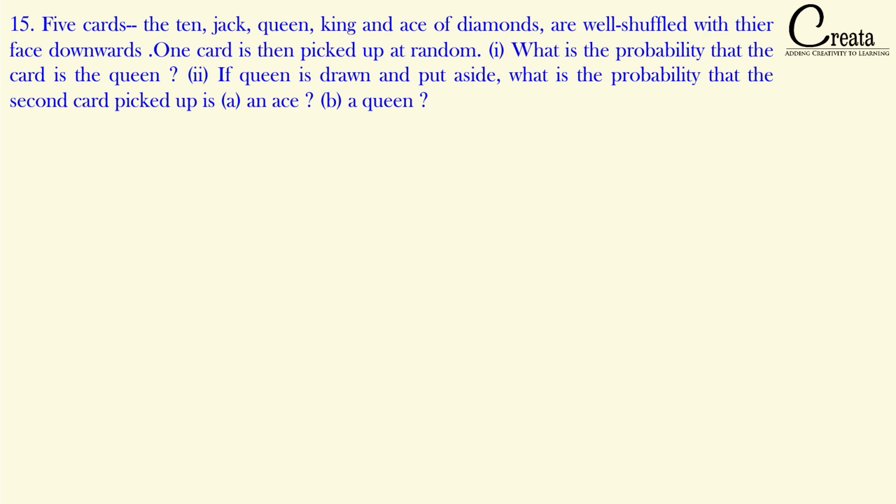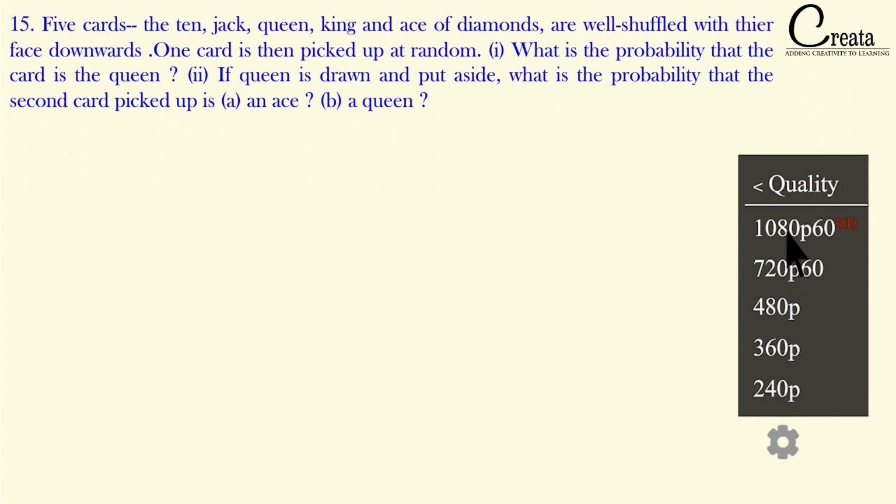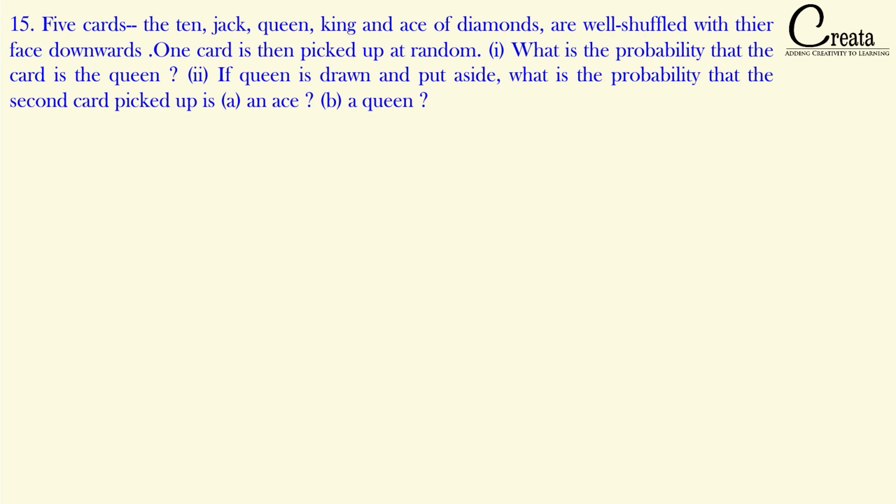5 cards, the 10, Jack, Queen, King and Ace of diamonds are well shuffled with their face downward. One card is then picked up at random. First part, what is the probability that the card is the queen? Second, if the queen is drawn and put aside, what is the probability that the second card picked up is A, the ace, B, the queen?